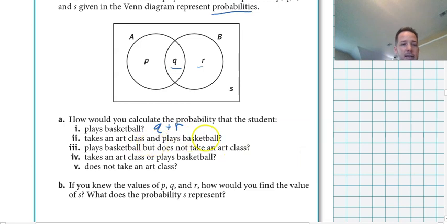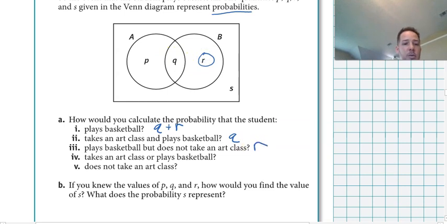What about A and B? Takes an art class and plays basketball. That would just be Q. These are students that are taking art and playing basketball. Okay, what about plays basketball but does not take an art class? Plays basketball but not art. That's just R.